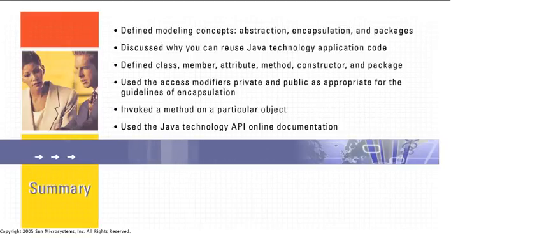In this module, we learn about object-oriented concepts such as abstraction and encapsulation. We also learned how to use packages to organize our class files. We learned what the difference between a class and an object was, and how to declare member methods and attributes, as well as constructors. We learned the difference between public and private access, and also how to use the Java Technology API online documentation.